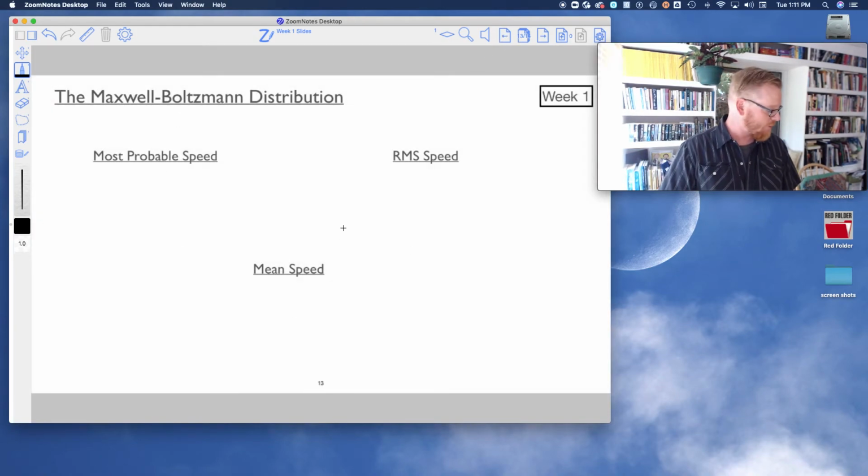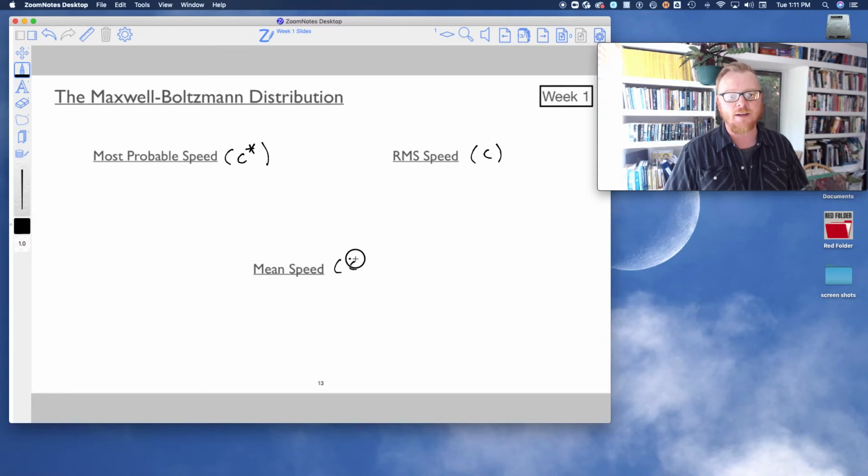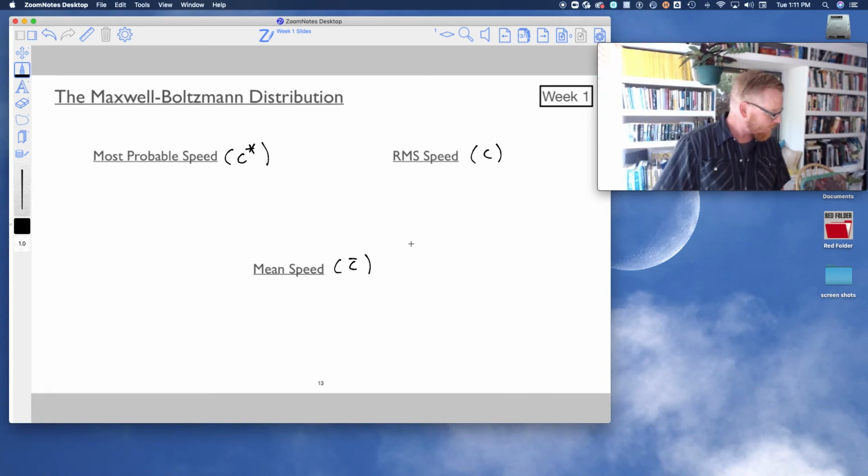And so here I have all these different velocities: most probable speed, which I'll write as C star, the RMS, which is just C, and the mean speed, which is C bar. So I'm going to write how to find these using calculus, but I'm not going to finish off the solutions. The solutions are in my Fall 19 notes, which are posted, but you should definitely try to see if you can knock off the dust of your calculus and figure these things out.